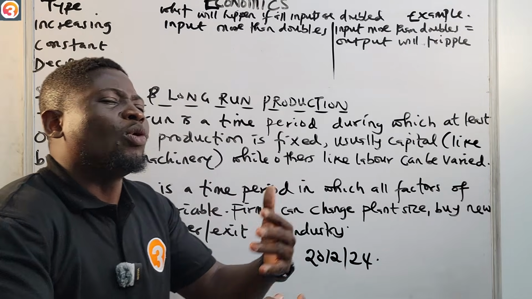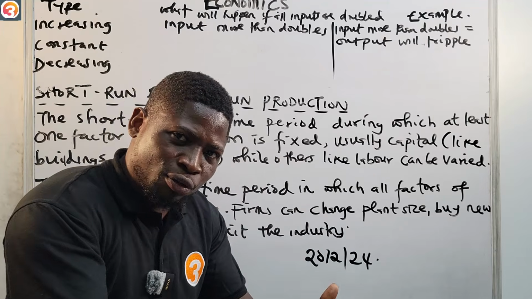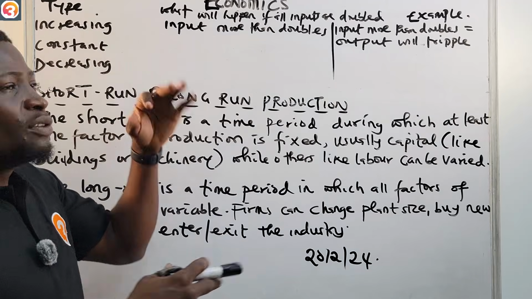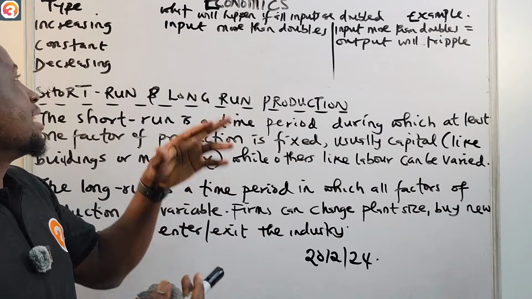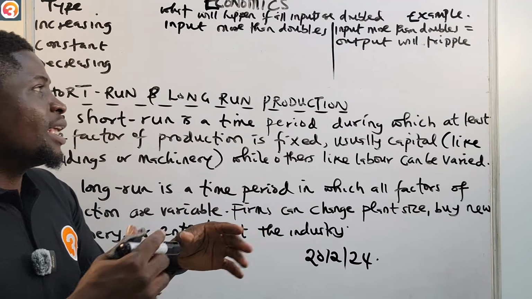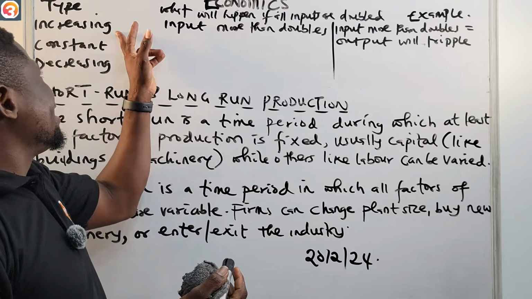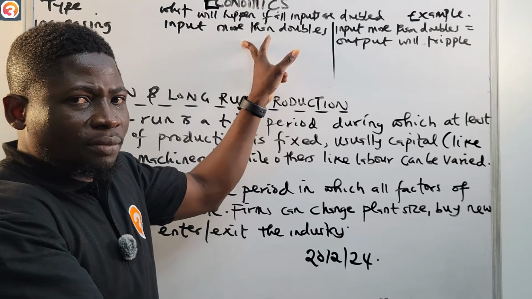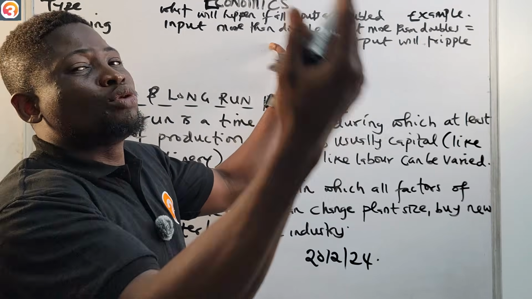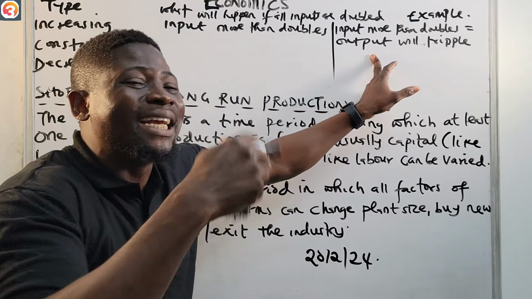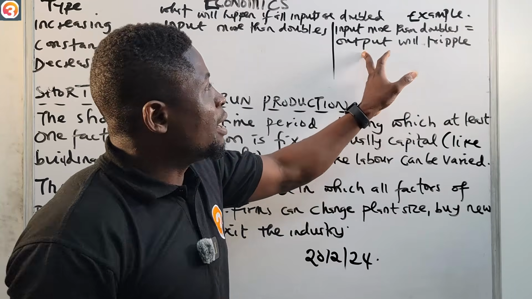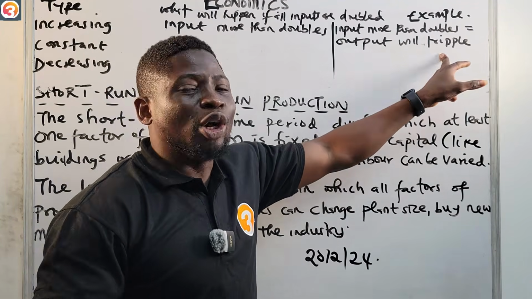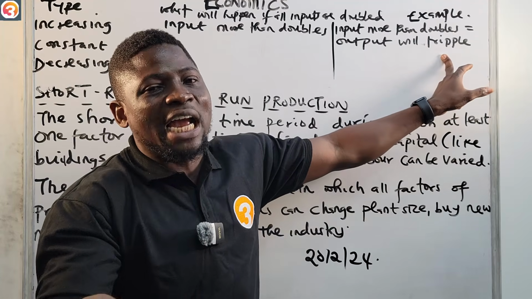What will happen to output when input doubles? Output will double too. But it is not under increasing return to scale; it will be under constant return to scale. But in the increasing return to scale, if input more than doubles, it increased more than times two. That means the output will also increase more than times two. That's why an example is that as input more than doubles, output will triple, which is more than times two, isn't it?